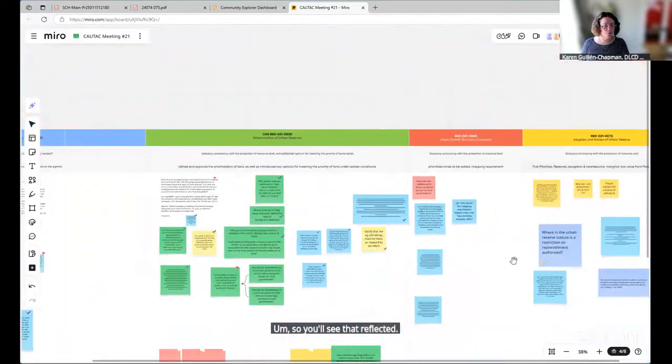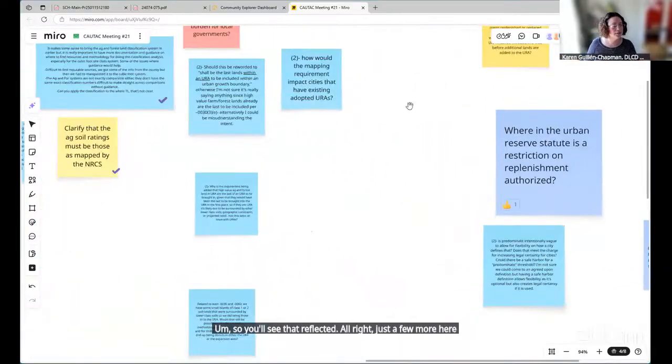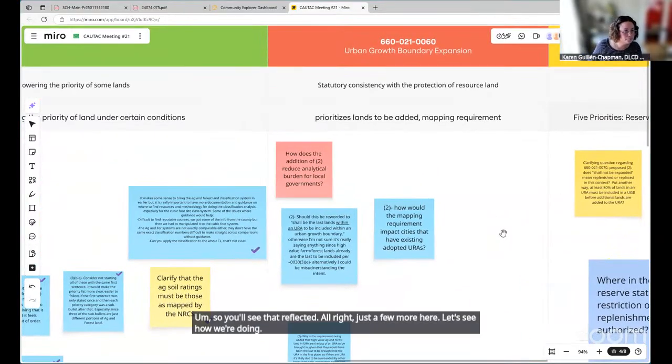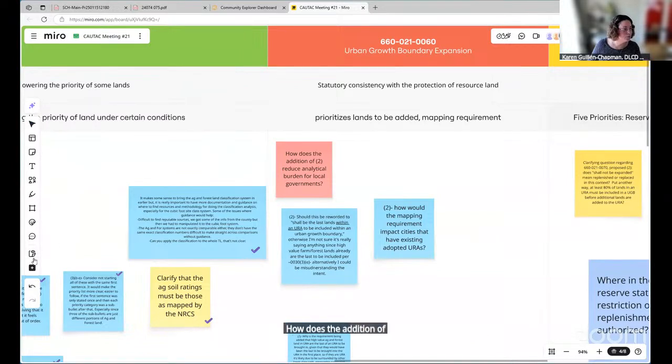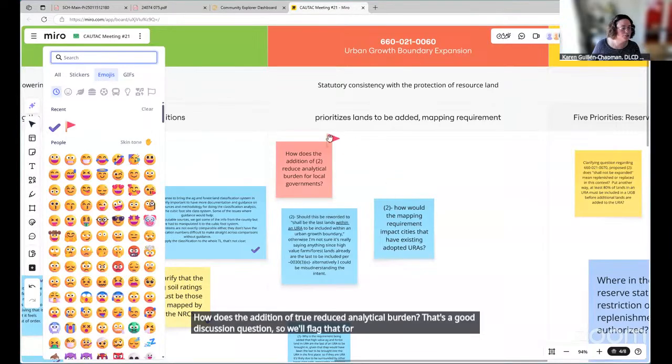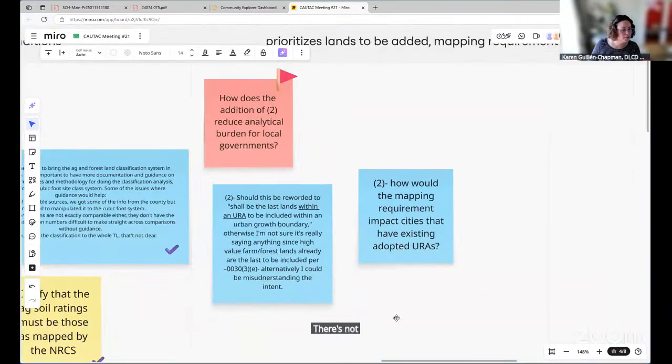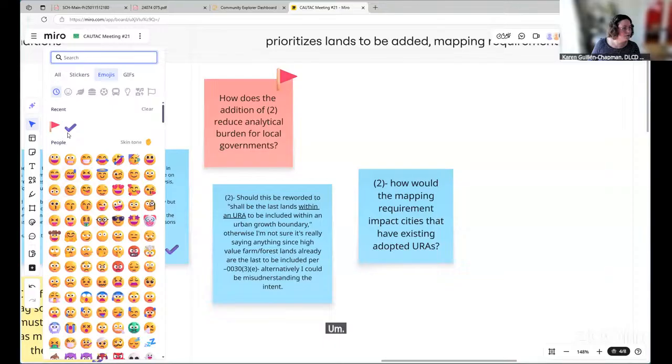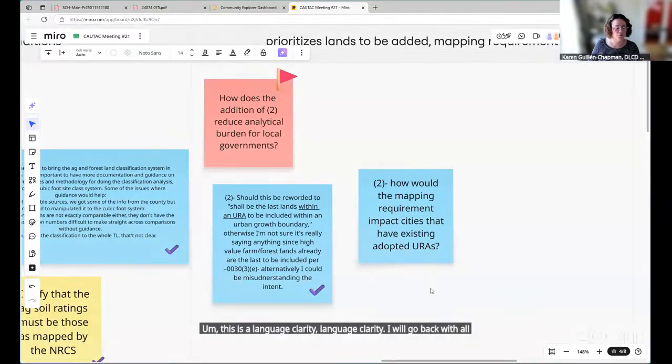All right, a few more here. Let's see how we're doing. How does the addition of tree reduce analytical burden? That's a good discussion question, so we'll flag that for discussion. There's not much clarifying there. This is a language clarity. I will go back with all language clarity for version 2.